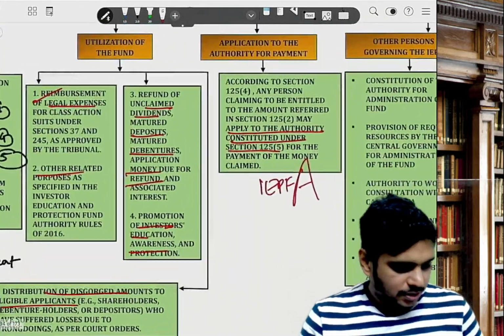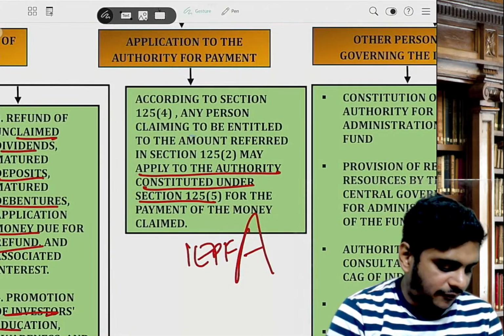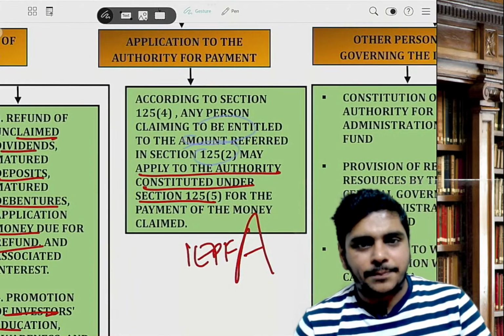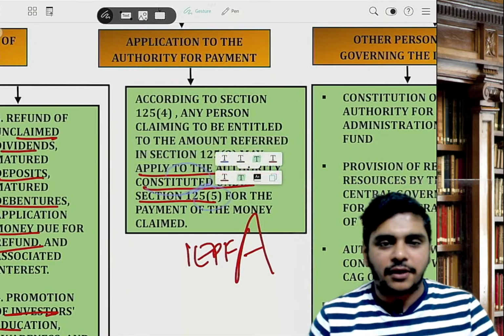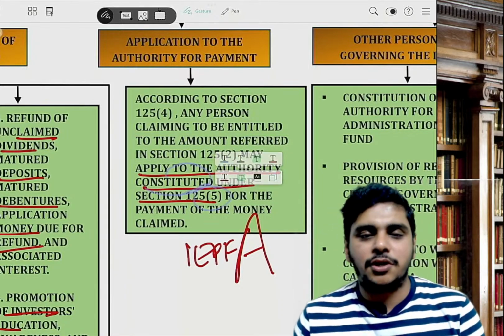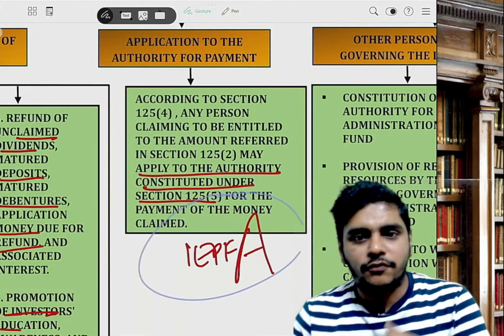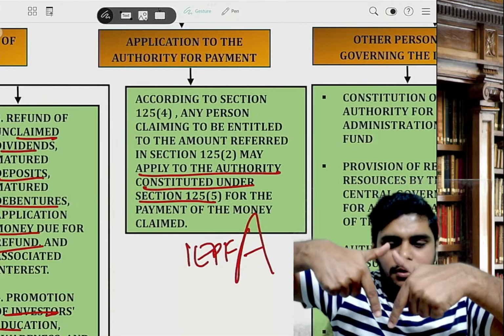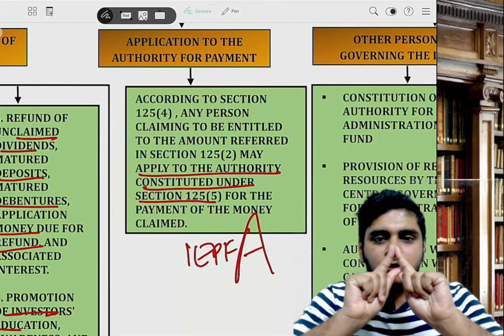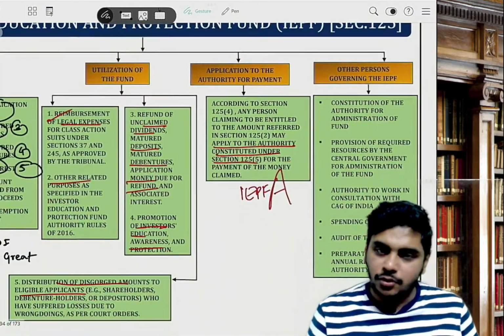Then this also we have done. Any person who is claiming to be entitled to the amount referred to in section 125, that's IPF, may apply to whom? Any authority constituted under section 125(5). Who is that authority? Investor Education Protection Fund Authority. So 1 mark answer. This was also asked: to whom you have to claim the money. You have to claim from the Investor Education Protection Fund Authority. Cool. So then here the chapter was over.